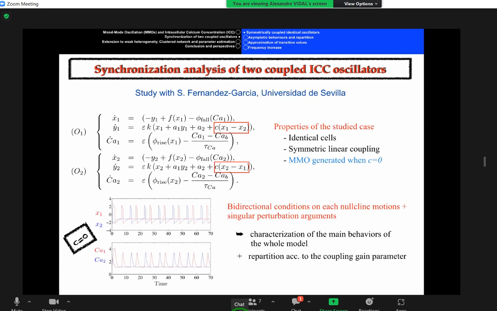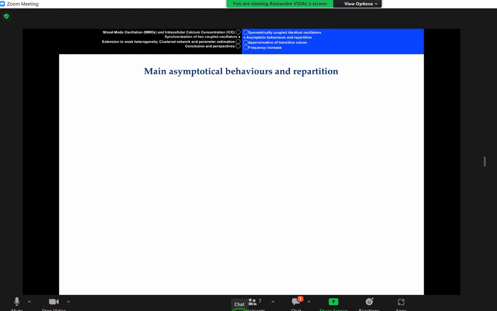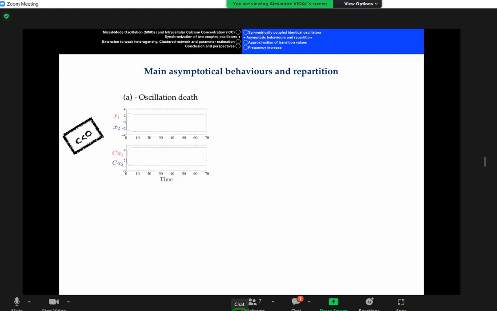And we see that even in these very narrow conditions, meaning identical cells, symmetric coupling, and so on, we have a very rich panel of behaviors according to the synchronization features. So the main asymptotic behaviors are the following. For C negative, we have two cells that inhibit each other. Out of the model range, let's say that we have oscillation death, so nobody oscillates.